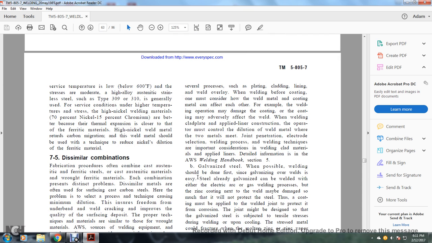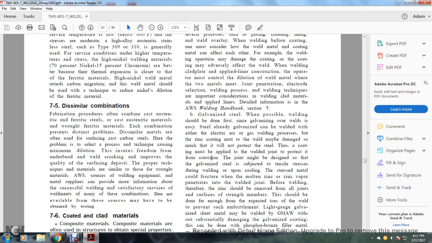For example, the welding operation may damage the coating. The coating may adversely affect the weld. In welding clad plate or applied liner construction, other operations must control the dilution of the weld material where two metals meet. The joint preparation, penetration, electrode selection, welding process, and welding techniques are important considerations of welding clad materials and applied liners. Detailed information is also in the American Welding Society Welding Handbook, Section 5.